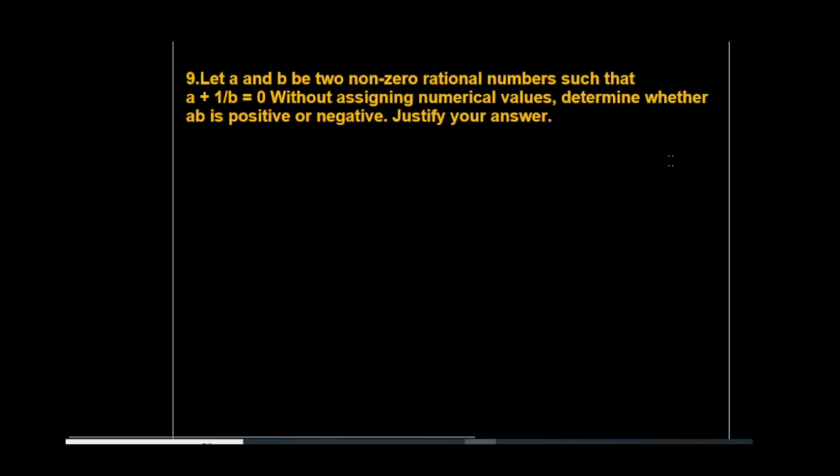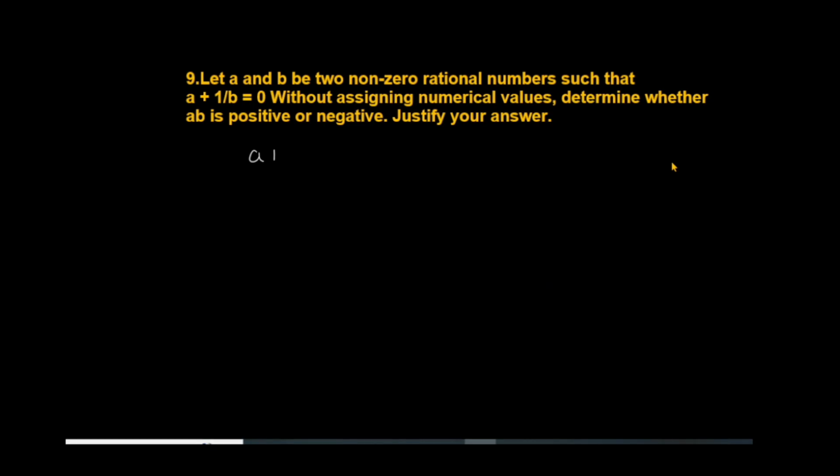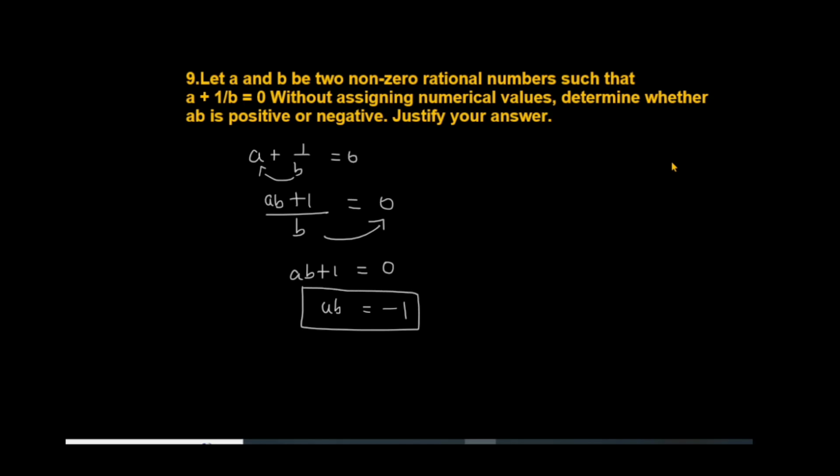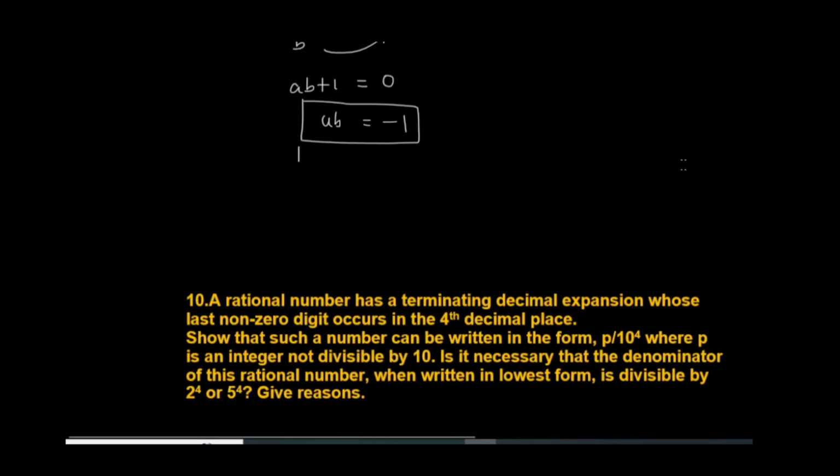Let A and B be two non-zero rational numbers such that A plus 1 by B is equal to 0. Without assigning numerical values, determine whether AB is positive or negative. Justify your answer. So take LCM. When you are taking LCM, B is the LCM. So AB plus 1 is equal to 0. Now transposing plus 1 to the other side, minus 1. So our AB is nothing but negative. AB is a negative number.